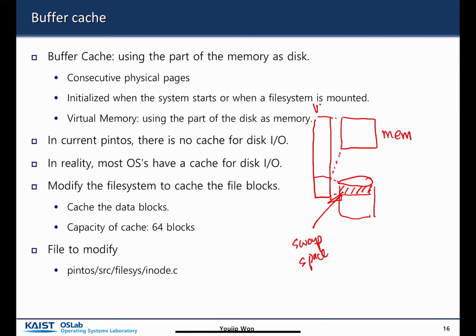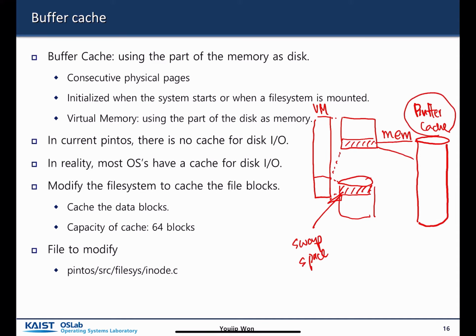This is virtual memory. In buffer cache, the concept is the opposite. Let's say this is buffer cache. We use part of the memory as the disk, something like this. Okay. So use part of the memory as a disk. That's the big concept of buffer cache. So part of the disk is mapped to the memory.